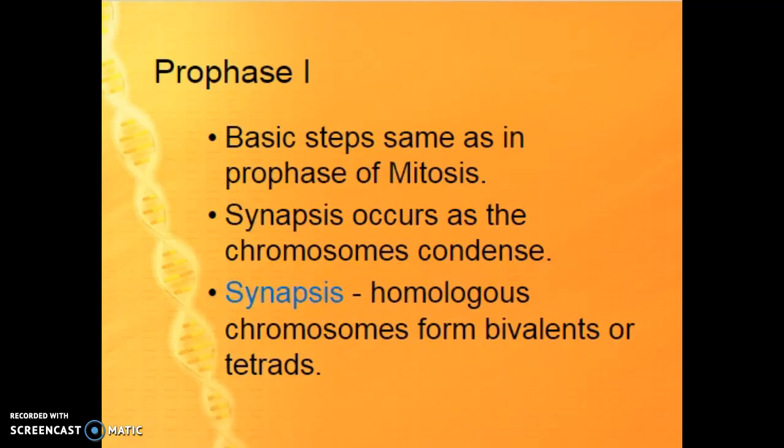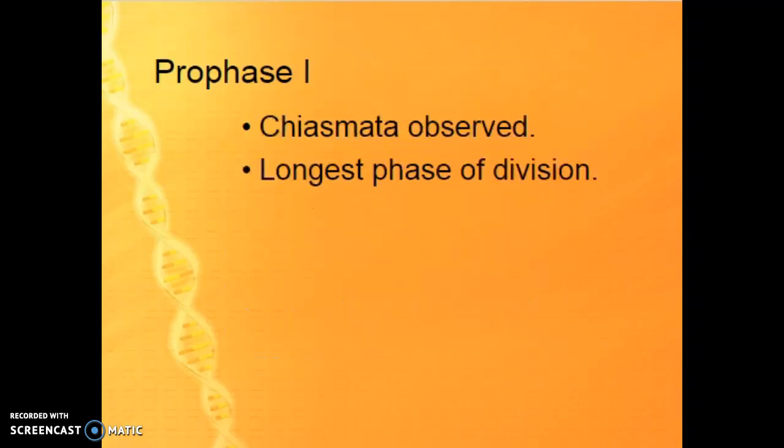I'm going to run through the steps really quick because they're essentially the same thing that happens during mitosis, but we've got twice as much DNA. So synapsis occurs as the chromosomes condense. Synapsis is where we're going to form our bivalents. We're going to form those tetrads. So our homologs are going to match up, basically.